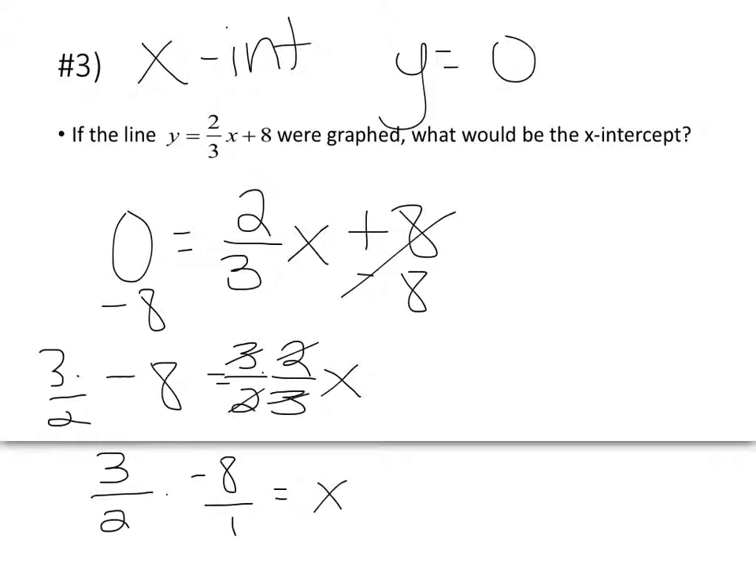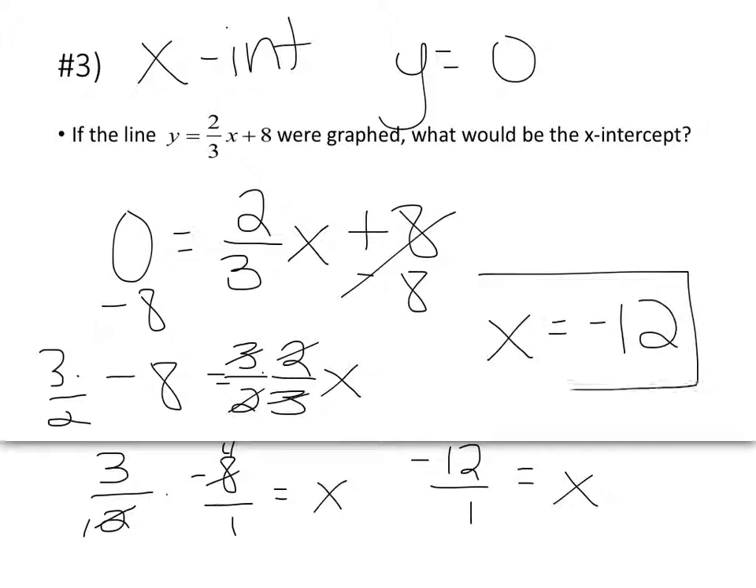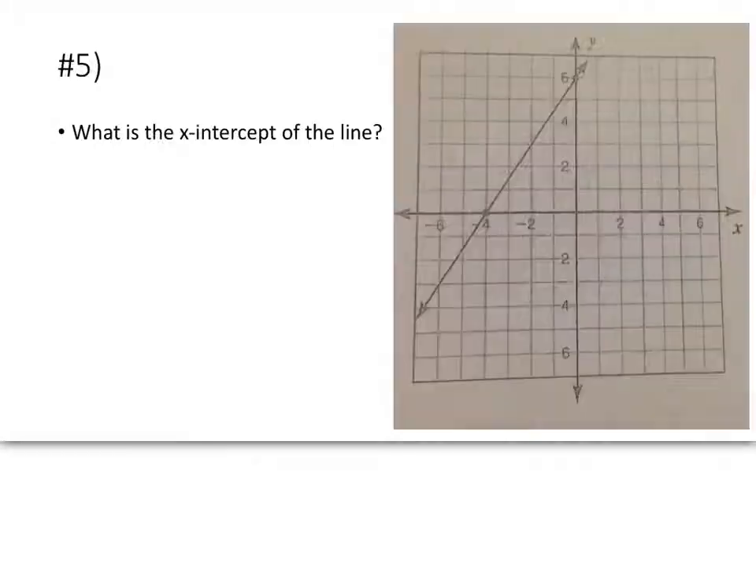So remember, when you multiply fractions, it's just straight across. You can cross-reduce these if you want, which is going to give you negative 12 over 1, which means x is equal to negative 12. Okay? Number 5 says, what is the x-intercept of the line? Now remember, your x-intercept is where the graph crosses your x-axis. So the graph crosses the x-axis right here. So your x-intercept is negative 4.